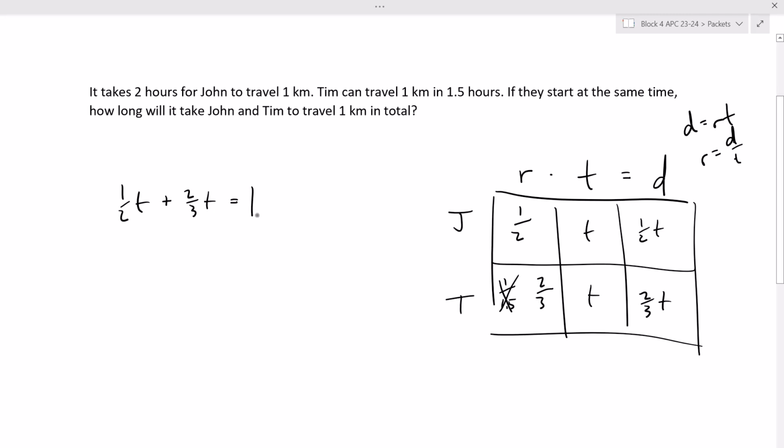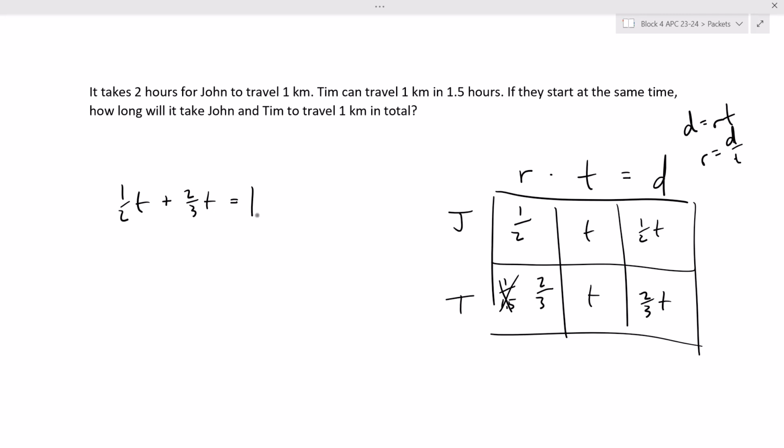Now notice, if just John is running, it'll be 2 hours, won't it? Yeah. And if just Tim is running, it's 1.5 hours. But they're running together. You want to see how it goes together. First step, don't get a common denominator.